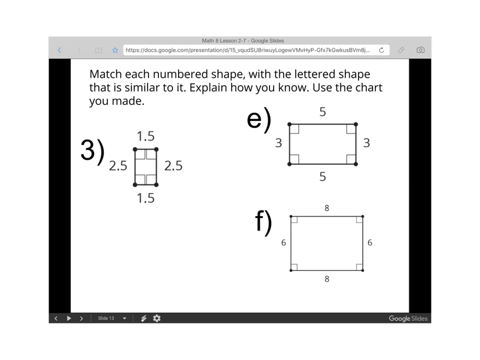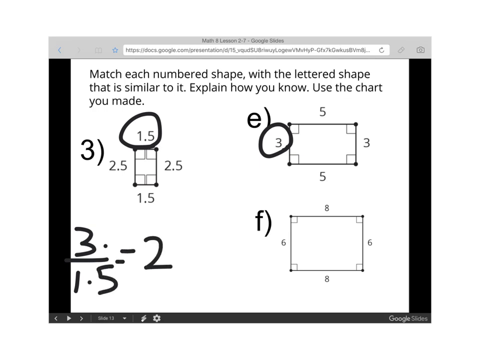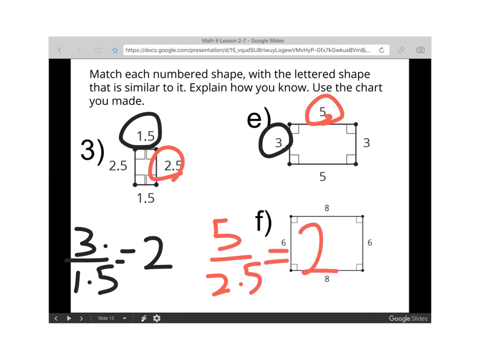Let's first compare the small side lengths, 3 and 1.5. If we do 3 divided by, or as a fraction, 3 over 1.5, that's going to give us an answer of 2. Let's try the long side lengths, 5 over 2.5. 5 over 2.5 is also going to give us 2 through division. These match up, which means that E is similar to the shape given for number 3.